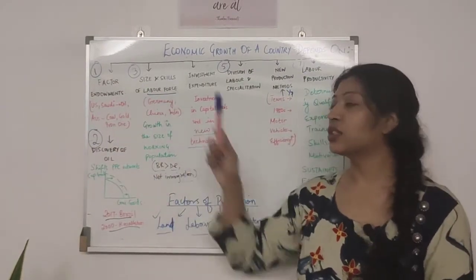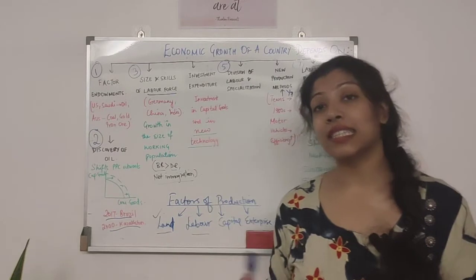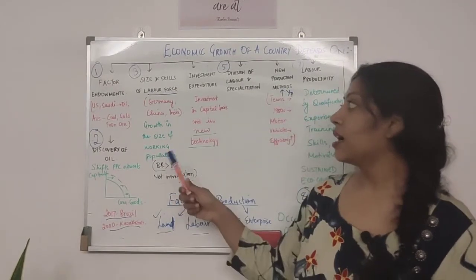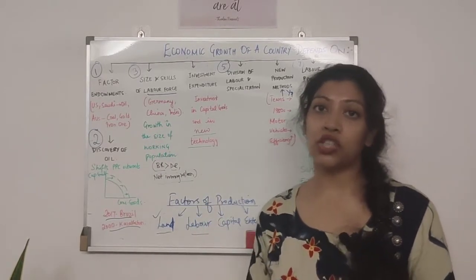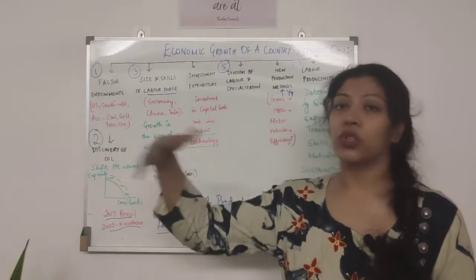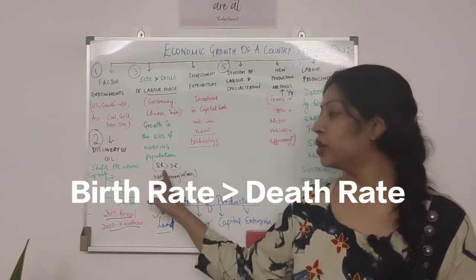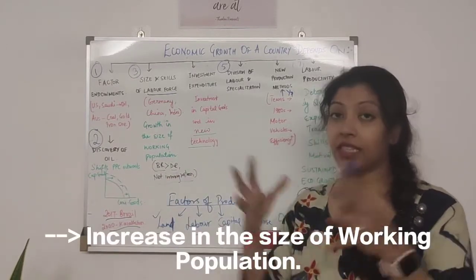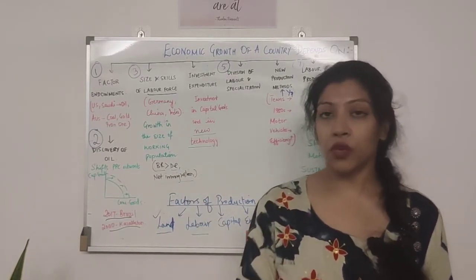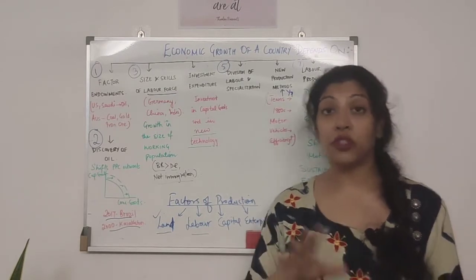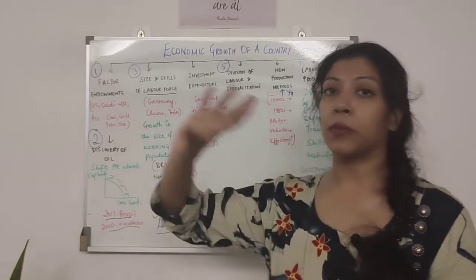Another point is the skills of the labor force. Germany is a good example of that, with a very skilled labor force, which again has led to their economic growth. One thing to remember is that if there is growth in the size of the working population, that would again push the country towards growing economically. That can happen in two ways. If the birth rate is greater than the death rate, then the size of the working population increases. And secondly, if there is net immigration. Net immigration means the difference between immigrants and emigrants, the people who are coming into the country versus the people who are going out.